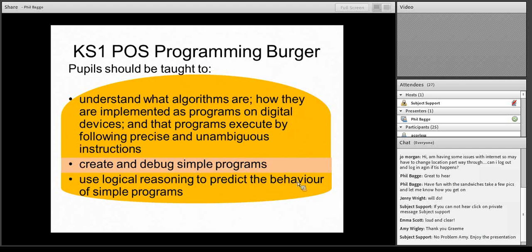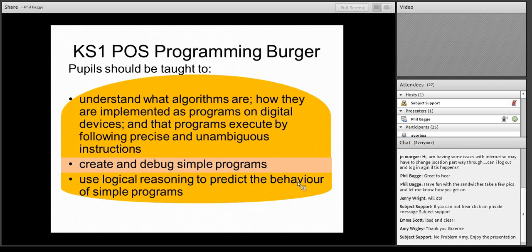Understand what algorithms are. Well, do children get that it's a set of commands that achieve something? How they're implemented in programs on digital devices. Well, the idea that algorithms and programs are all running all the time that we're using all of this equipment, our laptops, our PlayStations at home, the mum's phone, the iPads, all of those things, that actually it is running a set of programs all the time, and that these programs are algorithms, sets of instructions that do something. And that programs execute by following precise and unambiguous instructions. That you do have to be very precise.